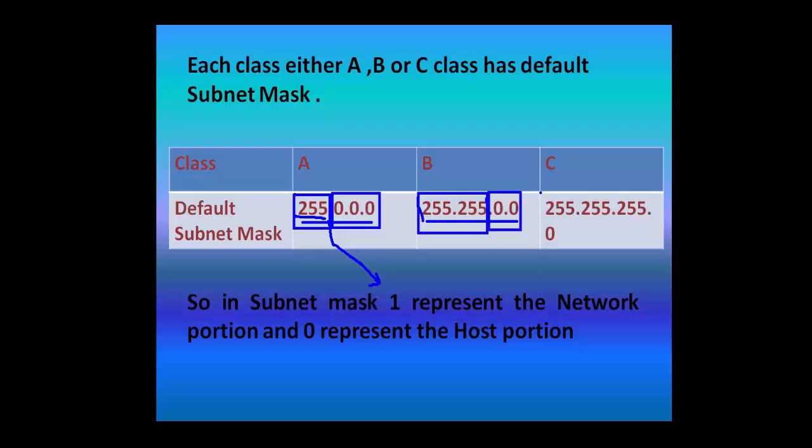And in C class, the default subnet mask is 255.255.255.0. It means the first 3 octets represent the network portion, and the last octet, here a single zero in decimal, but if you convert it to binary, there will be 8 zeros, represents the host portion.